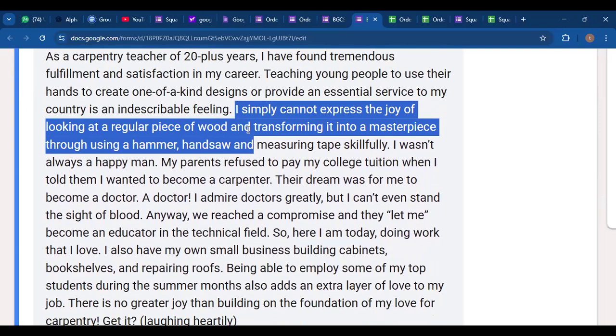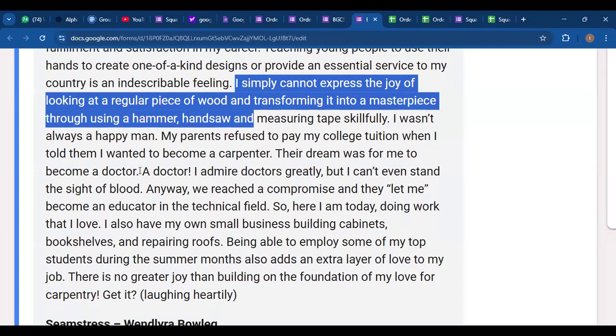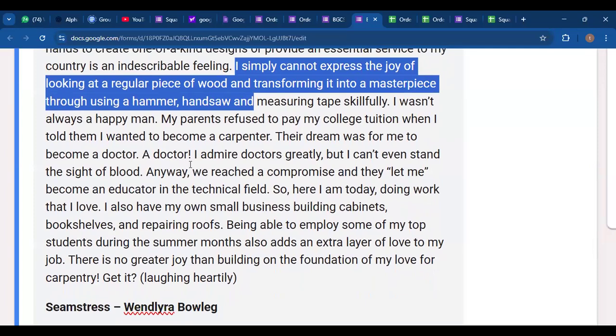I simply cannot express the joy of looking at a regular piece of wood and transforming it into a masterpiece through using a hammer, handsaw, and measuring tape skillfully. I wasn't always a happy man. My parents refused to pay my college tuition when I told them I wanted to become a carpenter. Their dream was for me to become a doctor. A doctor? I admire doctors greatly, but I can't stand the sight of blood. Anyway, we reached a compromise and they let me become an educator in the technical field. So here I am today, doing work that I love.